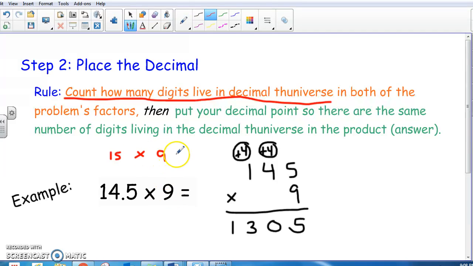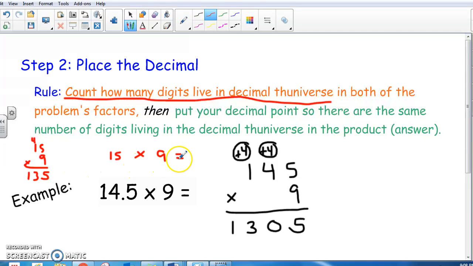I will be honest, I don't know what 15 times 9 is in my head, so I can just do a quick little problem off to the side. 9 times 5 is 45. And 9 times 1 is 9, plus 4 is 13.